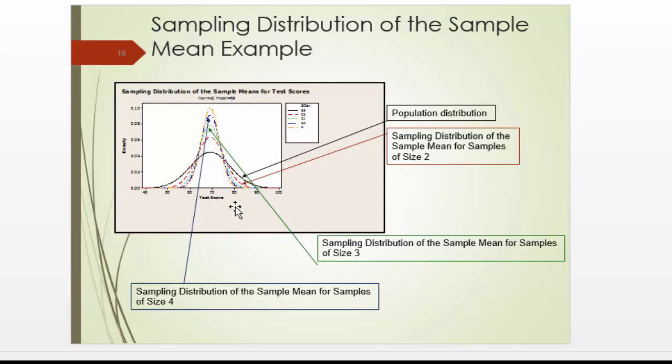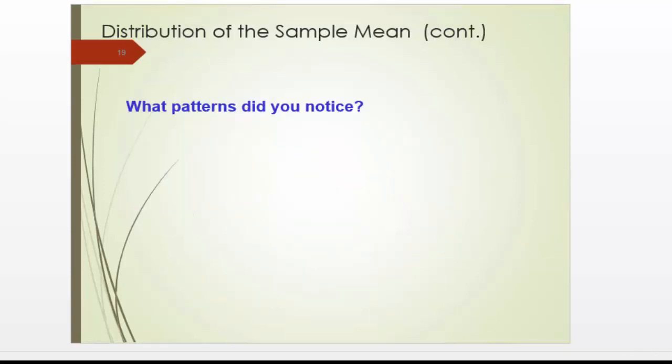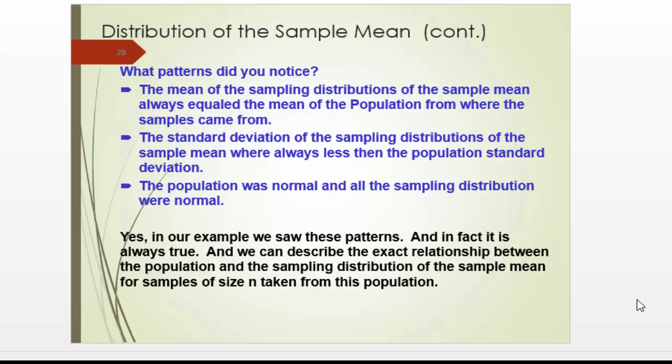And you see it's even getting tighter until we get to the sampling distribution of samples of size 4, and it's the blue one, and it's extremely tight and closer into the mean, which was 70, or 69, which is real close to 70. So I see that even my distributions, when I plot them, look tighter as my sample size increases, and they all center around the true mean of the distribution. So let's look at these patterns that we noticed with this example.